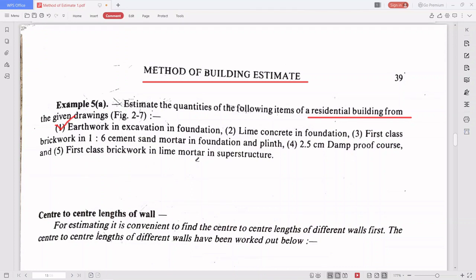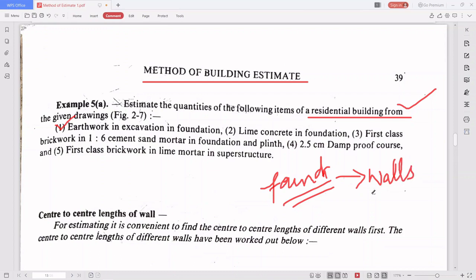Till now, we have done a two-room building, a single room building, and also a foundation. Now we are coming to a real problem, the estimation of a residential building. First, we have to excavate. It is a foundation building. What is a foundation building? Where the walls are taking the loads. Here, walls will be taking the loads, so we call them load bearing walls.